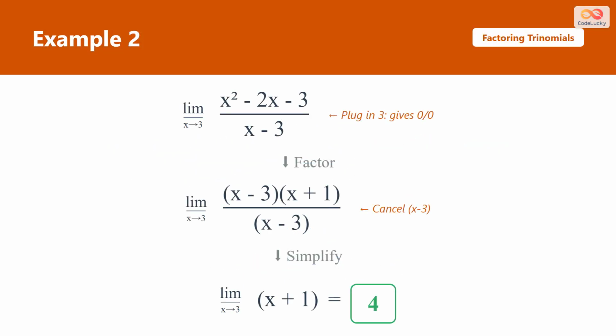Now we are left with the limit of just x plus 2. We can now use direct substitution again. We plug in 2 for x, which gives us 2 plus 2. The final answer is 4. We successfully removed the hole to find the limit.